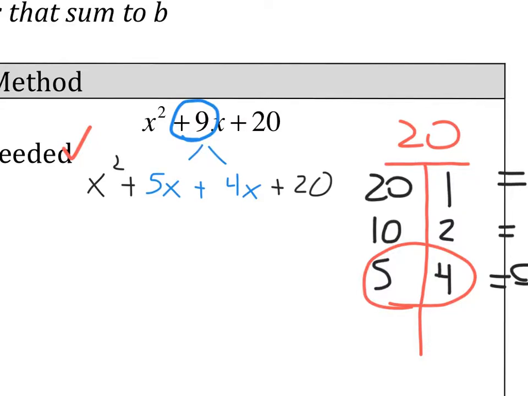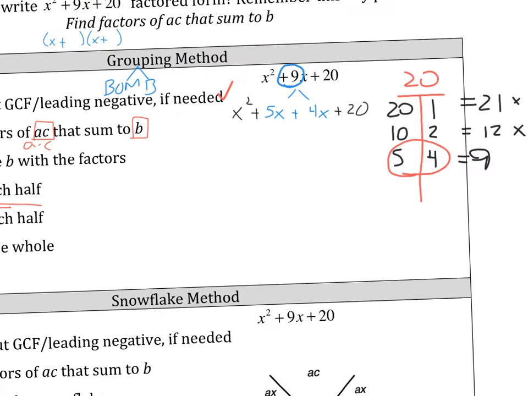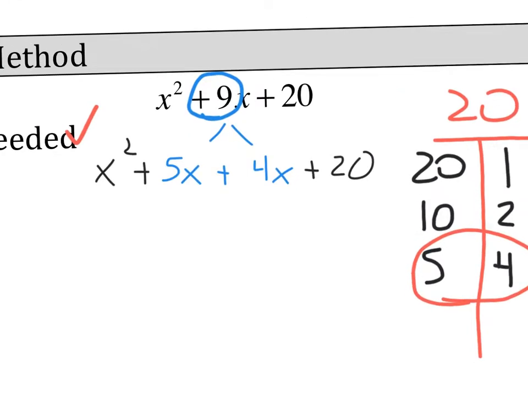All right, what's the next part say? Group each half. Group each half. So what does that look like? All I do is put parentheses around each half like this. That's the group each half part.